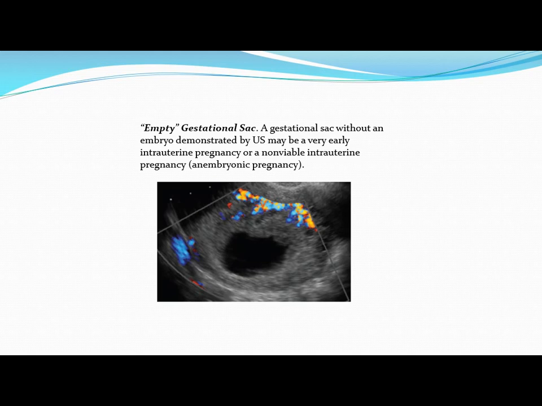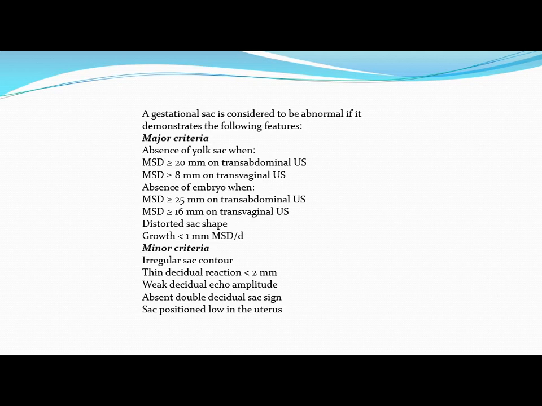Empty gestational sac: a gestational sac without an embryo demonstrated by ultrasound may be a very early intrauterine pregnancy or a non-viable intrauterine pregnancy, which is called an anembryonic pregnancy. A gestational sac is considered to be abnormal if it demonstrates the following features.